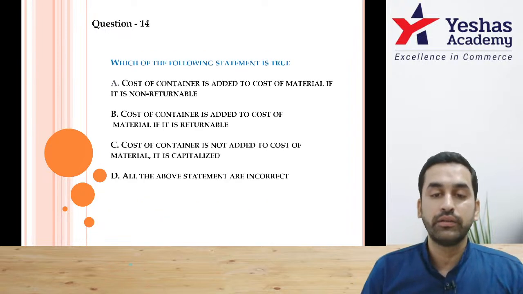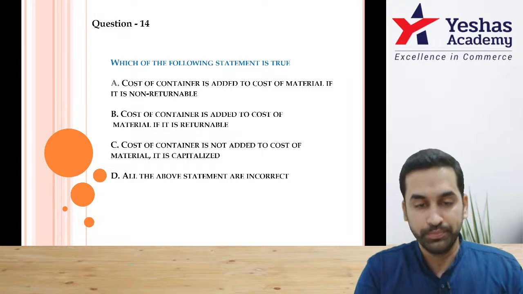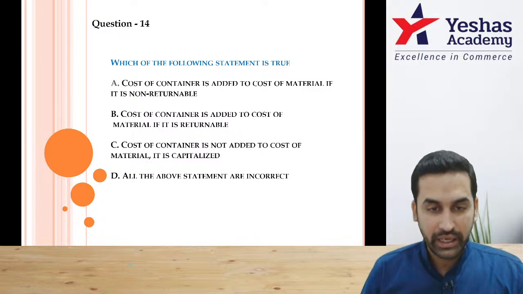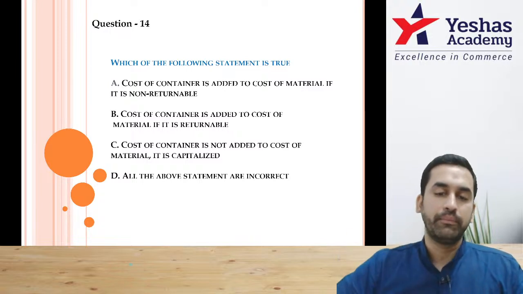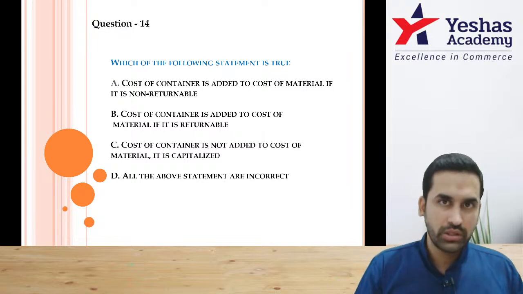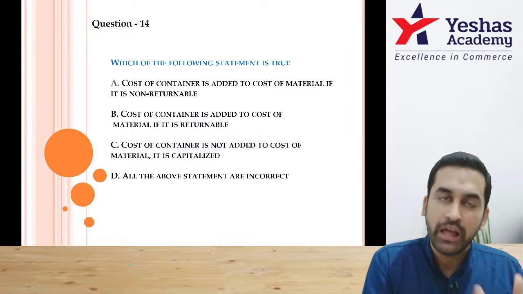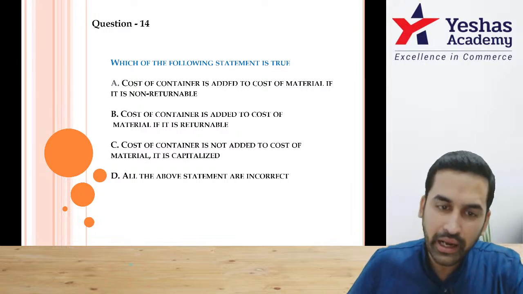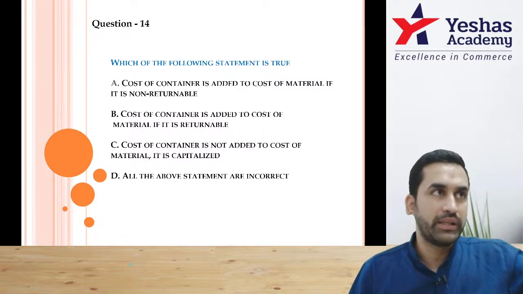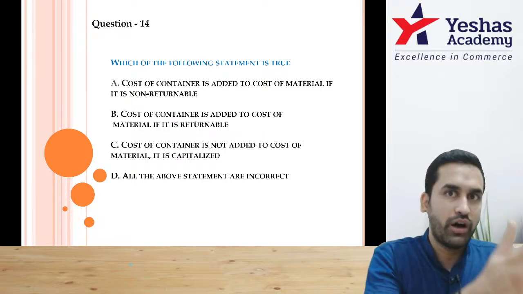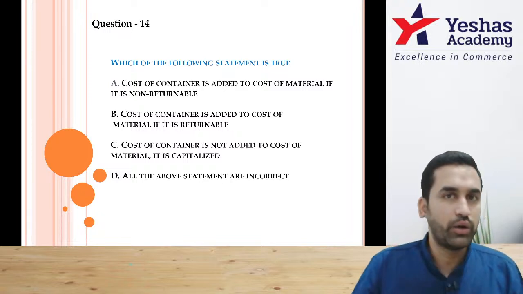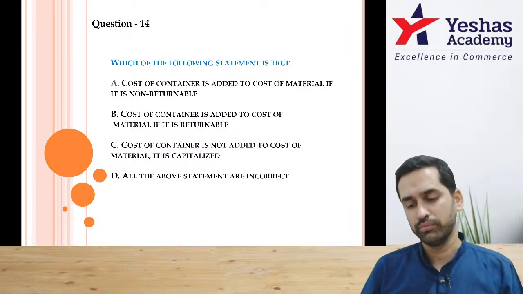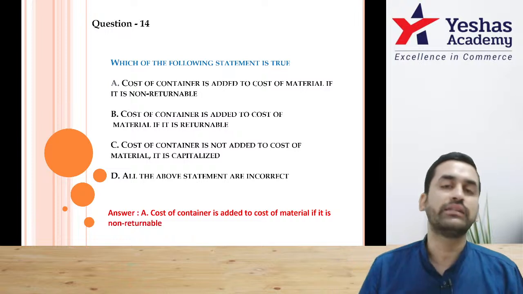Yes. Next, which of the following statement is true? Read. Cost of container is added to cost of material if it is non-returnable. Read properly. I have purchased goods. Along with goods, some containers have come. What to do with the container cost? Option A says take that also as cost of raw material if it is non-returnable. That means when lorry comes, in the lorry, inside the container you have material, you will unload the material. If that container can't be sent back, then they are saying we should add it to the cost. This is the correct answer.